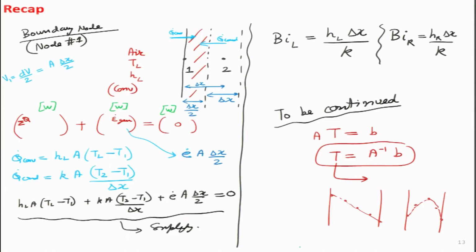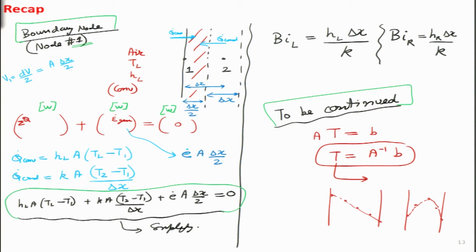So let us look at where we had left off. I had written "to be continued" where we were looking at one of the boundary nodes, boundary node number 1. We did the energy balance for this case also, and this black equation that we got at the bottom is where I think we had stopped. So let us continue from here, and what we wanted to do was to simplify this particular equation.